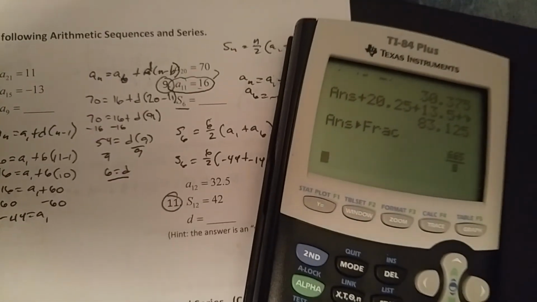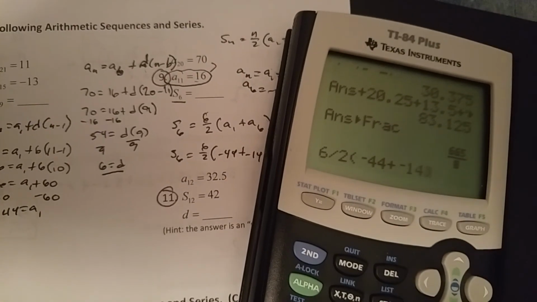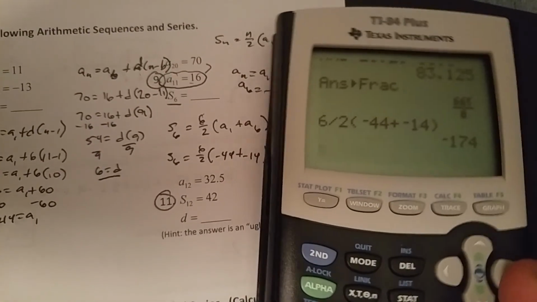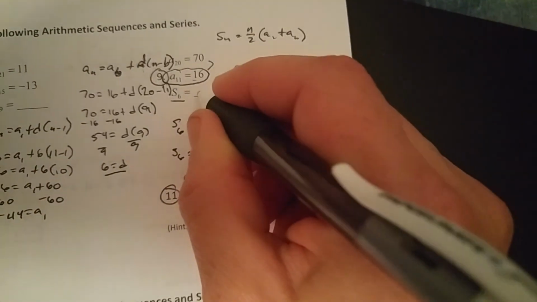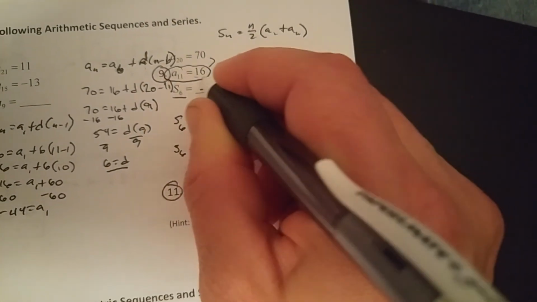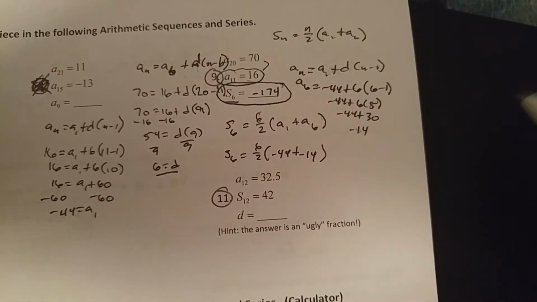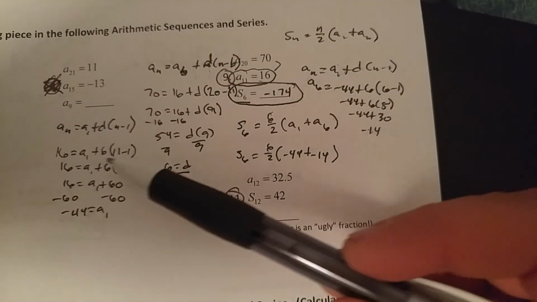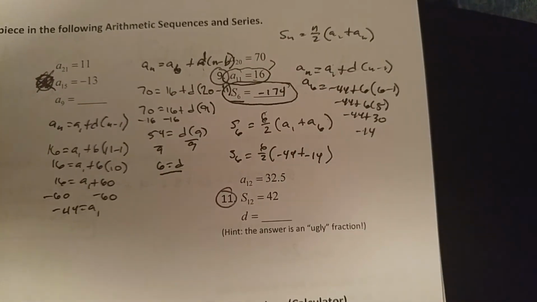So you can put the whole thing in your calculator if you want. Negative 44 plus negative 14. It is negative 174. So s sub 6 equals negative 174. Right? And so that one was pretty involved because I had to actually use the explicit formula 3 times and then use the summation formula.